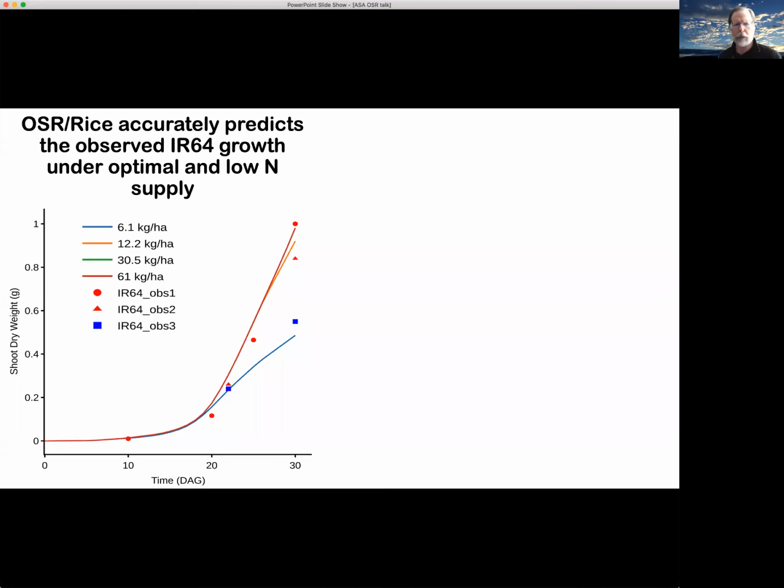OSR rice accurately predicts the observed growth of IR64 under optimal and low nitrogen supply. On this x-axis, you see 30 days of growth. On the y-axis, shoot dry weight. The symbols represent empirical measurements of IR64 in the field, and the lines represent SimRoot predictions. You can see good relationship between empirical data and simulated data.